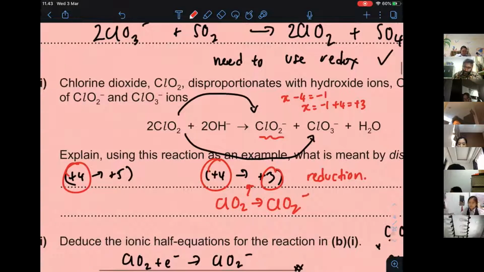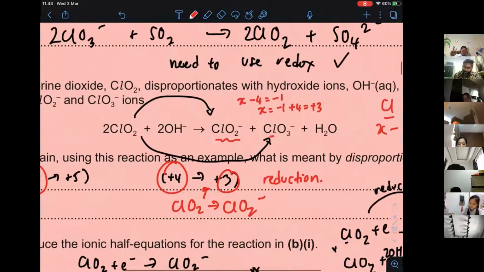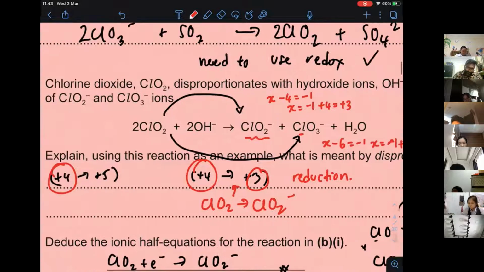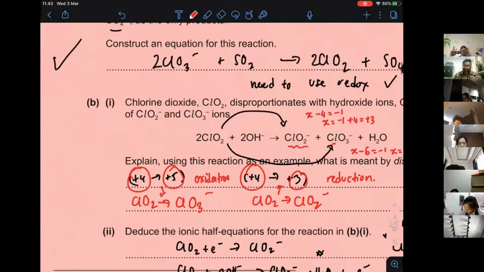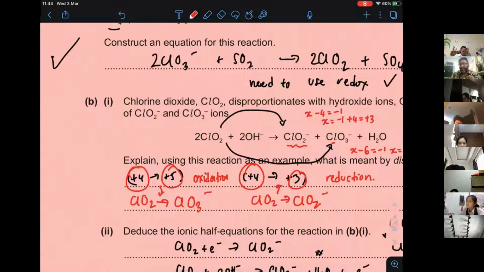So the next one is going to be this. You just put x minus 6 equals negative 1. So x equals negative 1 plus 6. So it's plus 5. So this is plus 5. So this one is ClO2 becoming ClO3 minus. So this is going to be oxidation.